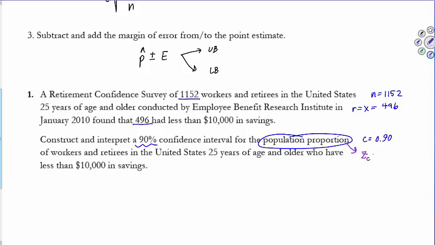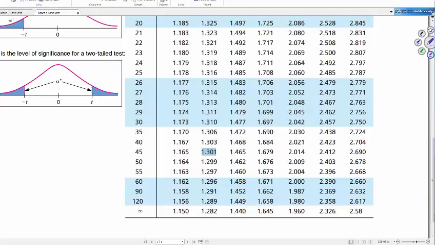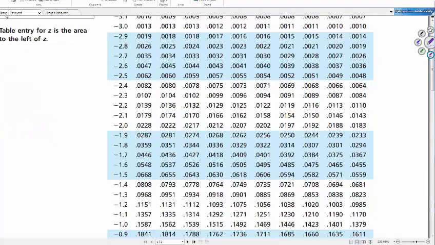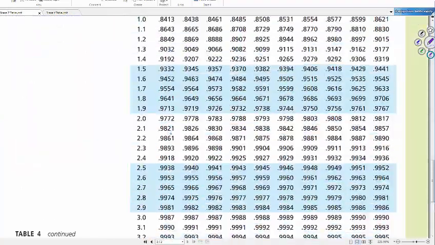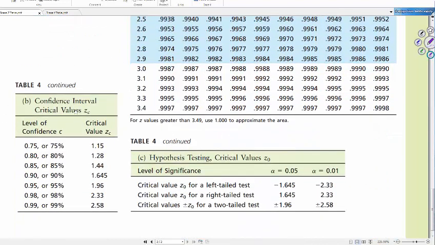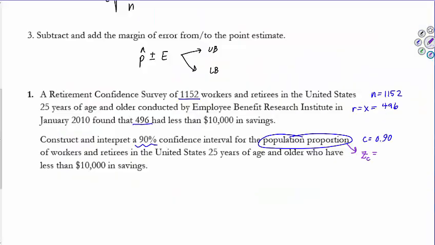As soon as you see population proportion, you know that this is a z distribution, so we need the critical value of z. For 90%, we can look that up on the table. Here's a z table. We want the 90% level of confidence, which gives a z value of 1.645.